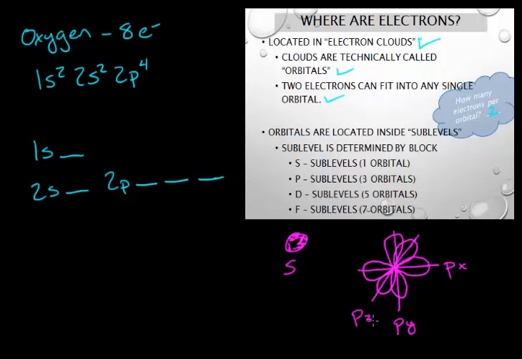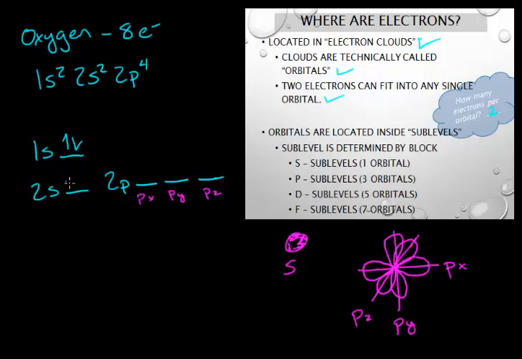Now you can see in the orbital diagram, where we're diagramming the orbitals, there are 3 blanks for the p's. The reason there are 3 blanks is because there are 3 clouds, and 2 electrons can go in each one of those clouds. So like I said, p's really make sense in my brain.